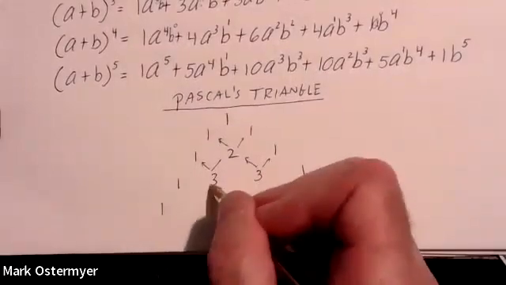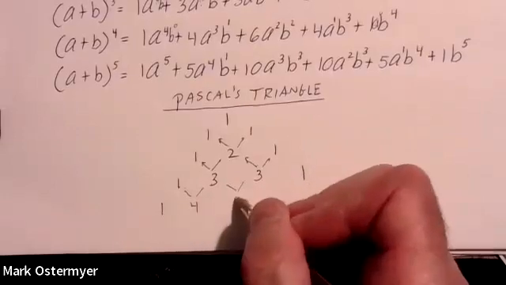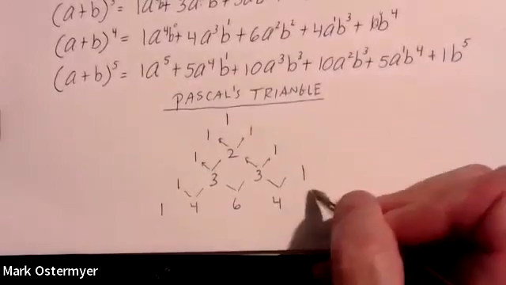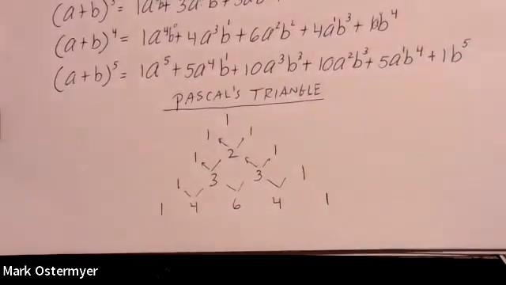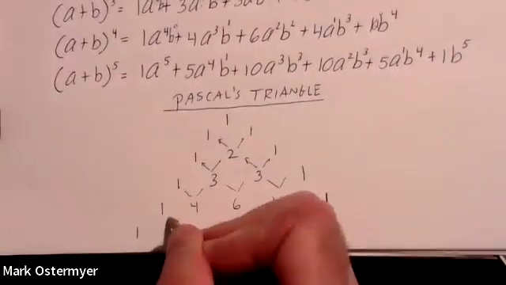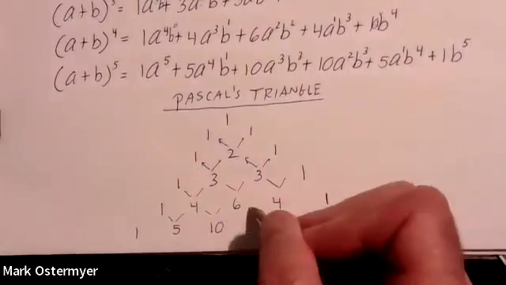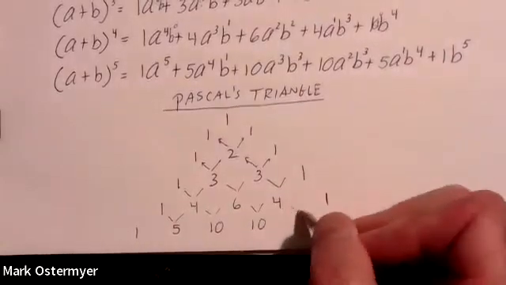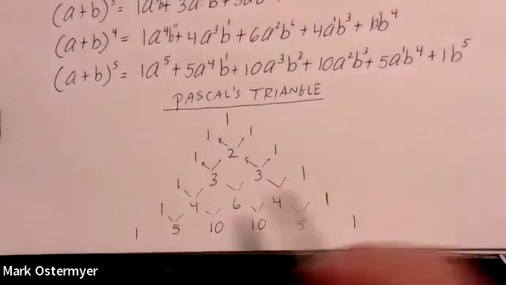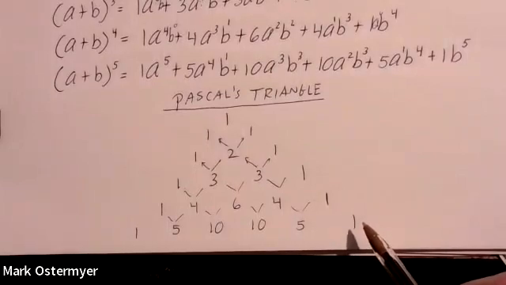1. Now what's 1 plus 3? That gives you 4. 3 plus 3, 6. 3 plus 1, 4. And then it ends with a 1 out here. Next row of Pascal's triangle. 1. 1 plus 4 is 5. 4 plus 6 is 10. 6 plus 4 is 10. 4 plus 1 is 5, and then 1. All right, and you can continue going on down to any row of this triangle here.